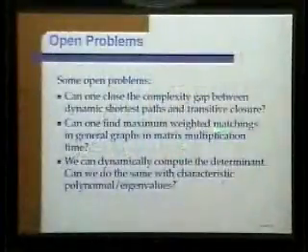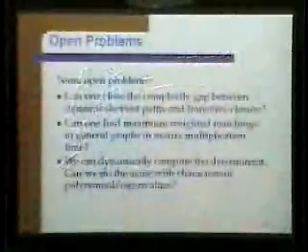Again, this is an interesting problem. We know that we can find the maximum weighted matchings in bipartite graphs in matrix multiplication time. Can we do it for general graphs? Again, this is an interesting open problem.